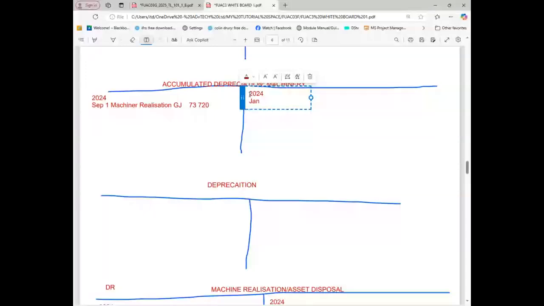I don't know if it makes sense. That makes sense, sir. That's where I was getting confused also, sir. But now it makes sense. So you have to add these two amounts, only these two.